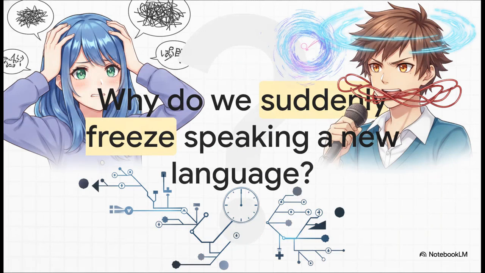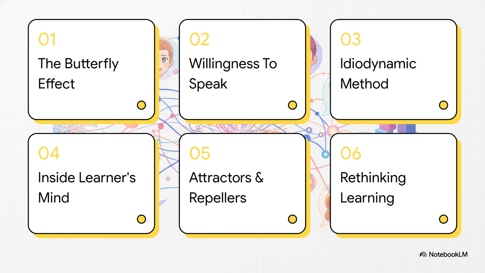You know that sudden panicky feeling, right? You know a word perfectly well in practice, but the second you're put on the spot in a real conversation, poof, it's gone. You're chatting away, feeling confident, and then, bam, your mind just goes totally blank. So why does our ability to communicate fluctuate so wildly from one moment to the next? To understand exactly why this happens, we're going to explore complex dynamic systems theory.